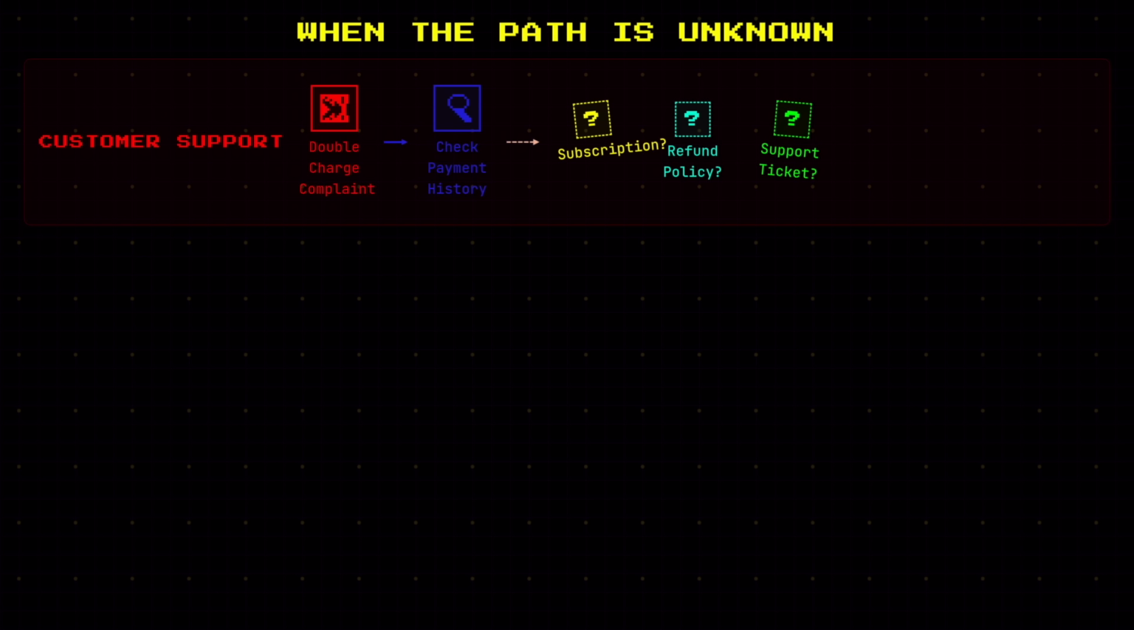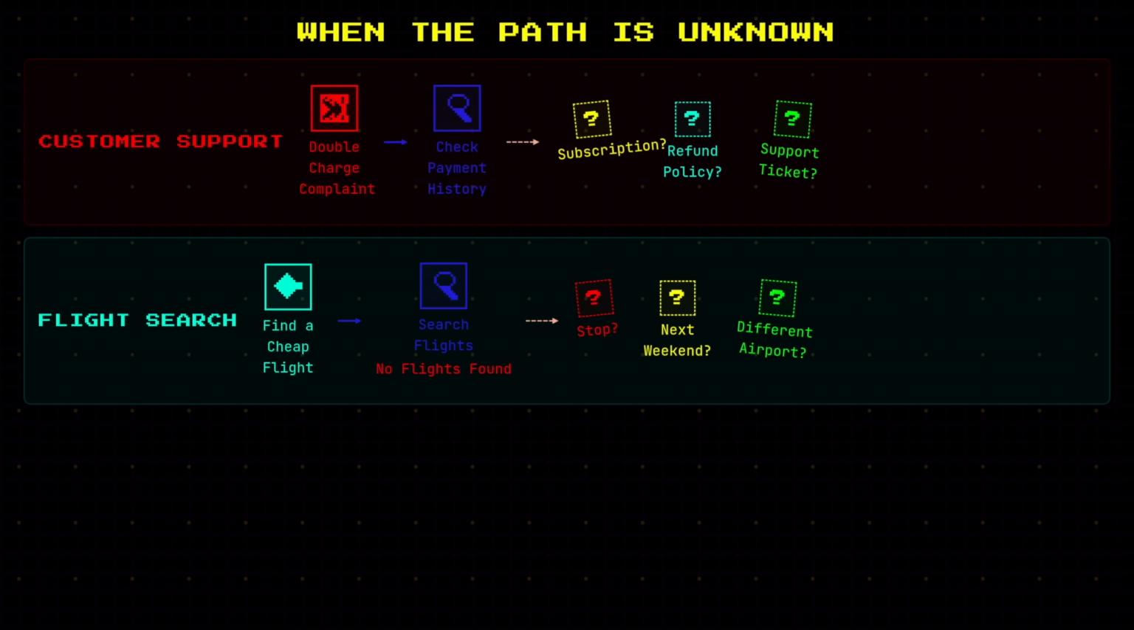You don't know until you're already inside the problem. Or a user asks, find me a cheap flight to London next weekend. There isn't one. Do you stop, check the following weekend, try a nearby airport? The right move depends on what you just discovered.